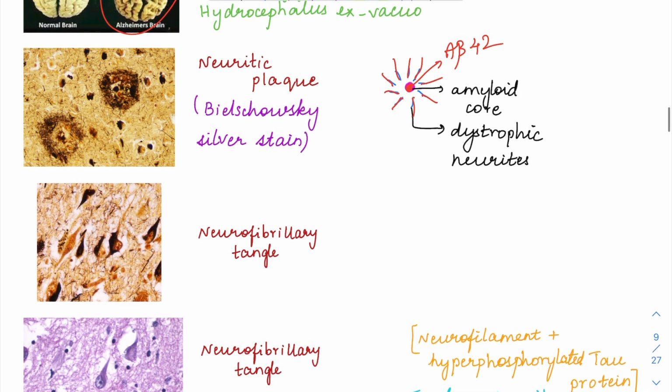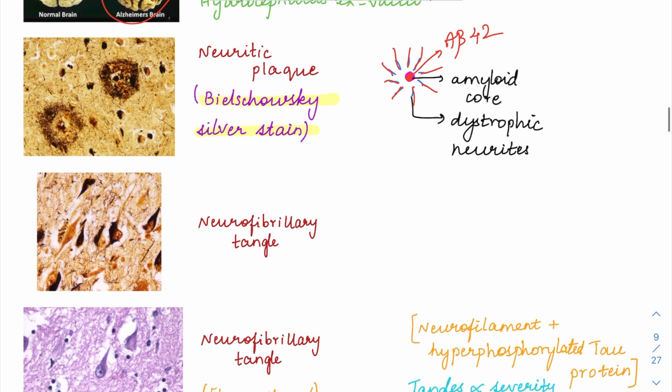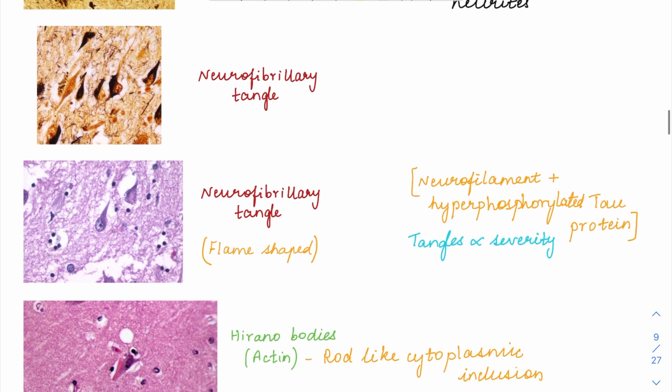In this image, if you see, it is given a special stain called Bielschowsky silver stain. Bielschowsky silver stain is used to highlight these neuritic plaques and neurofibrillary tangles. In this, the center is appearing dark, and surrounding it again there is a darker area. All of this is highlighting the A beta 42. Then the next image is that of a neurofibrillary tangle.